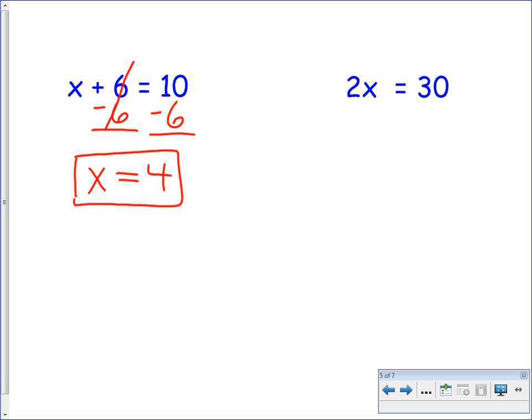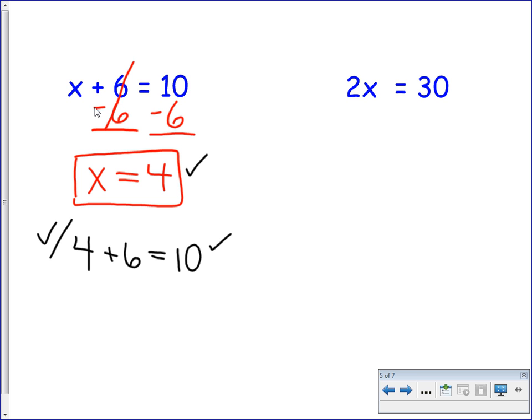And here comes the check step. Instead of putting in x, we're going to put a 4 plus 6 equals 10. Once we have that, we're going to check it. Does 4 plus 6 equal 10? It does, and since it does, we know that our answer, x equals 4, is correct. Now we're going to move to our next problem.